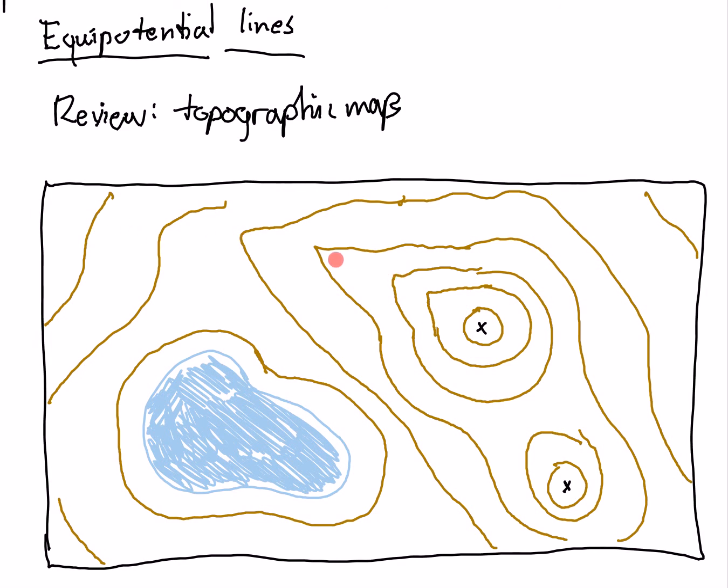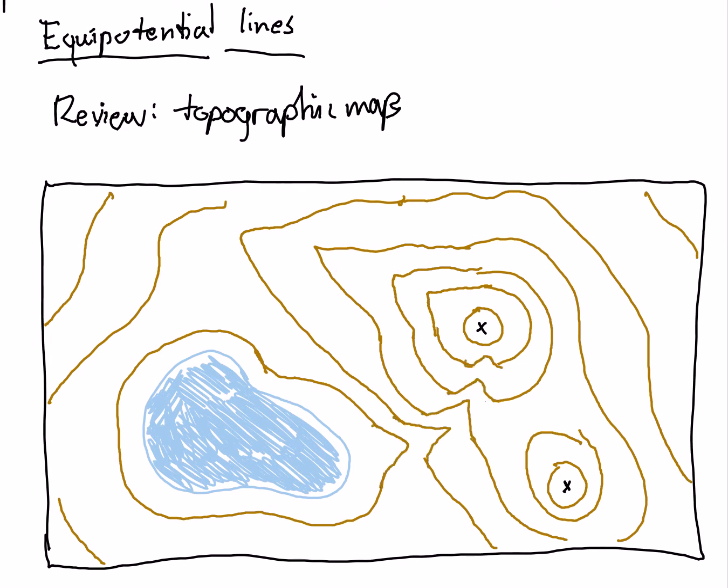Now this part along here where the equipotential lines are kind of pointed, that's a ridge. So if you're standing here, you can go up the mountain a little bit, you can go down the mountain a little bit, but to either side, it goes down pretty steeply, and that's a ridge.